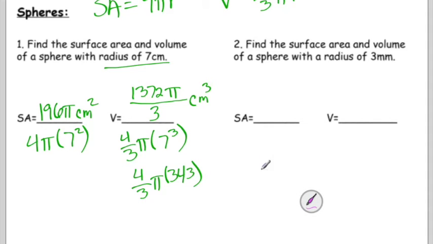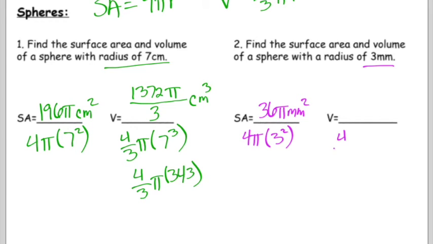So doing the same formulas over here, and they gave us a radius of 3. So you could pause the video and try this one out, and then quickly again to check your work, that would be the best thing to do. Surface area, 4 pi r squared. So that's going to be 9 times 4. It's going to be 36 pi millimeters squared.